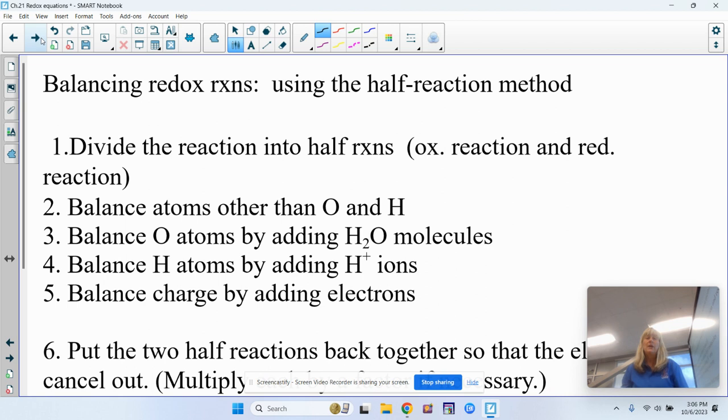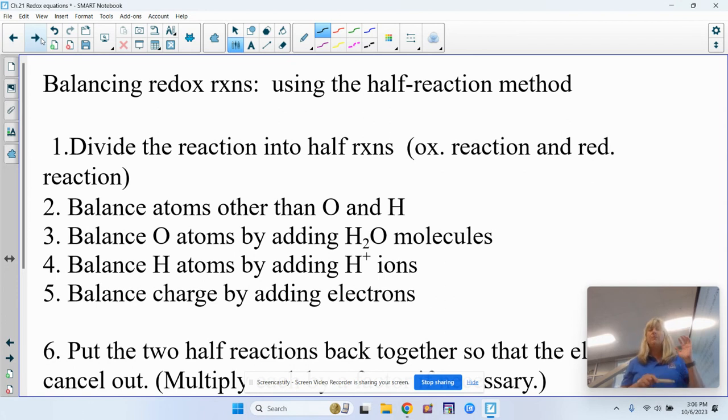So we want to look at balancing oxidation reduction reactions. Shortcut for them is called redox reactions. And we're going to do this using what's called the half reaction method. If you follow this through step by step, then you should have a perfectly balanced equation at the end, including the charges. But you must go in this order.